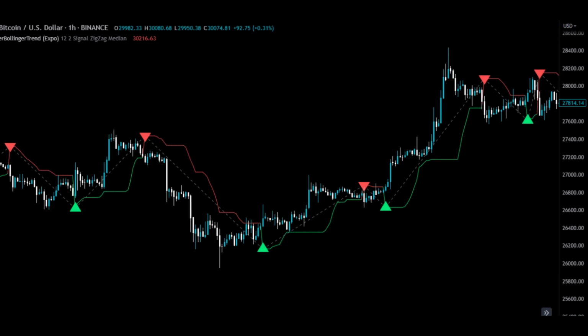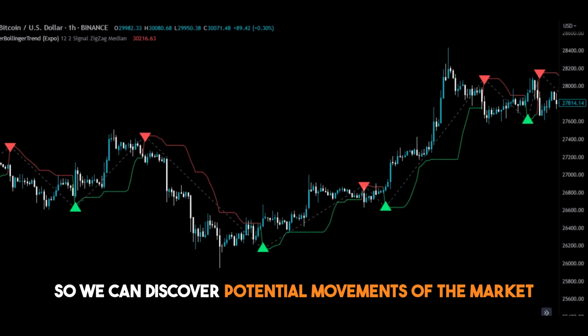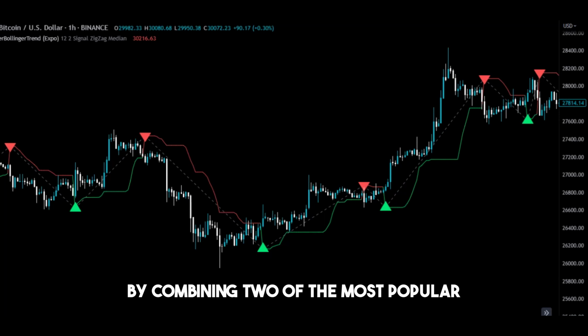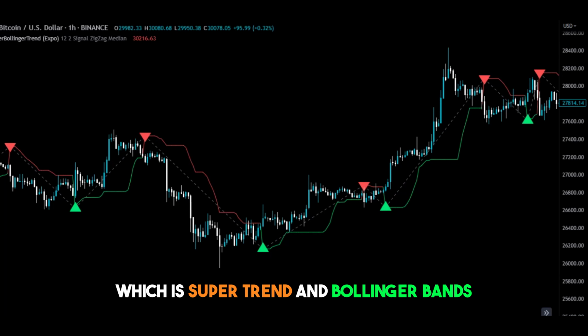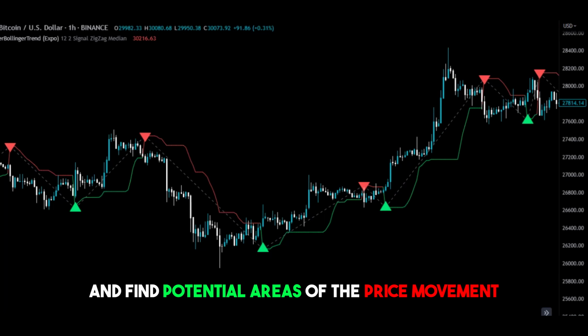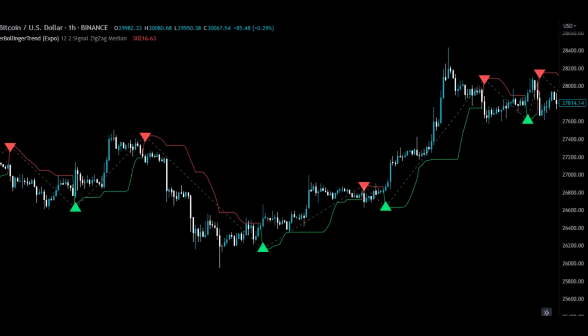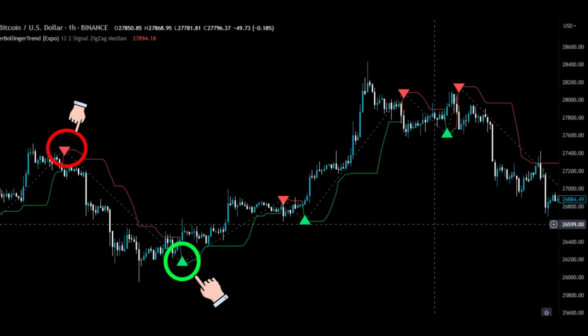So to have a better and comprehensive understanding of the market, we need to analyze volatility and trends in conjunction with each other so we can discover potential movements of the market. And this indicator, by combining two of the most popular and commonly used indicators, Super Trend and Bollinger Bands, helps us to easily analyze the market and find potential areas of price movement. As you can see, this indicator gives us some buy and sell signals which are based on color changing and actually position changing of this line.